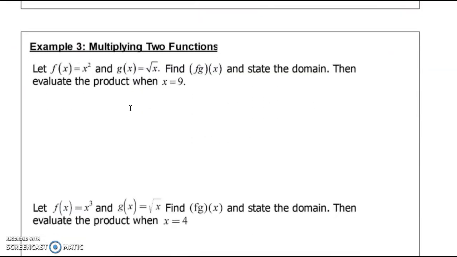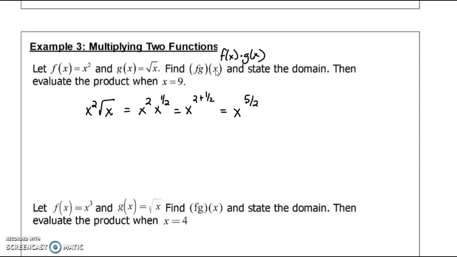So multiplying two functions. When this says f times g of x, that's the same as saying f of x times g of x. So we're going to have x squared times the square root of x. Now this can be simplified. X squared, and then the square root of x is the same as x to the 1/2. Now since these have the same base, you can add the exponents. So you can have 2 plus a half, so that becomes x to the 5/2.